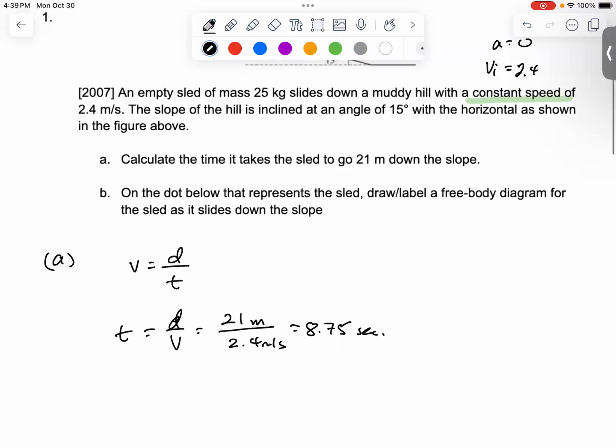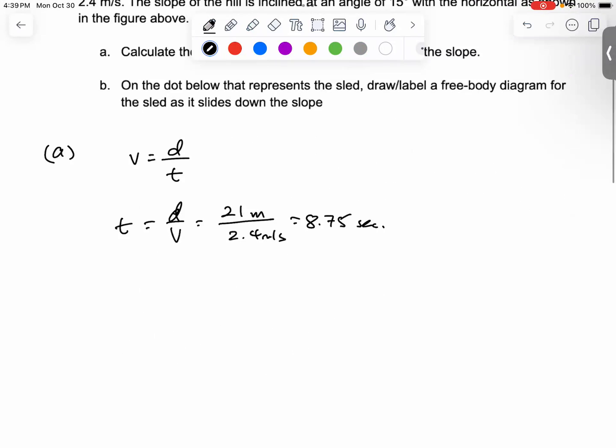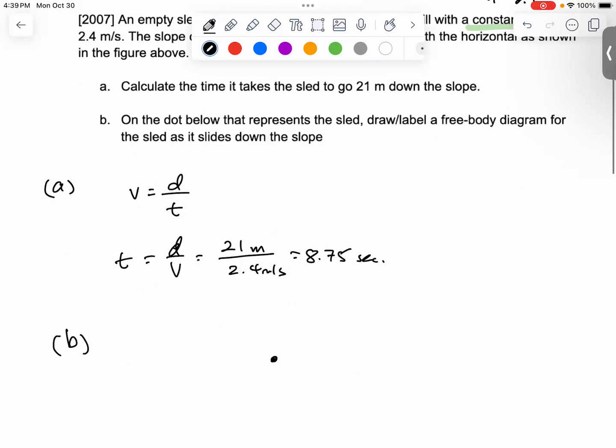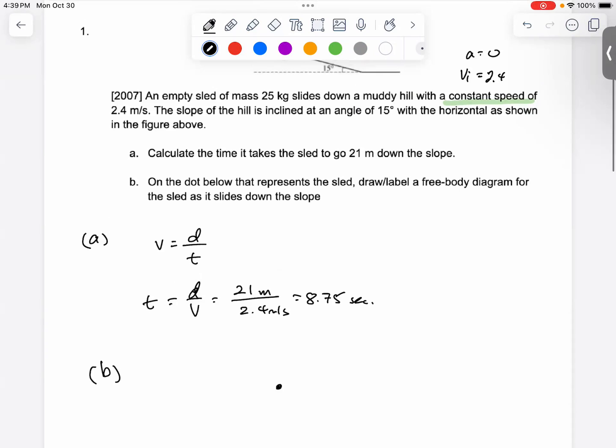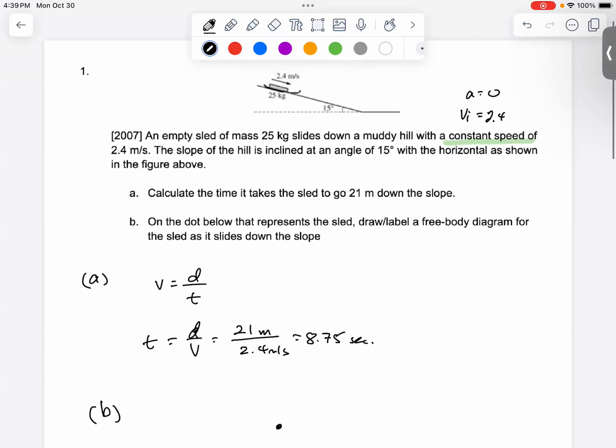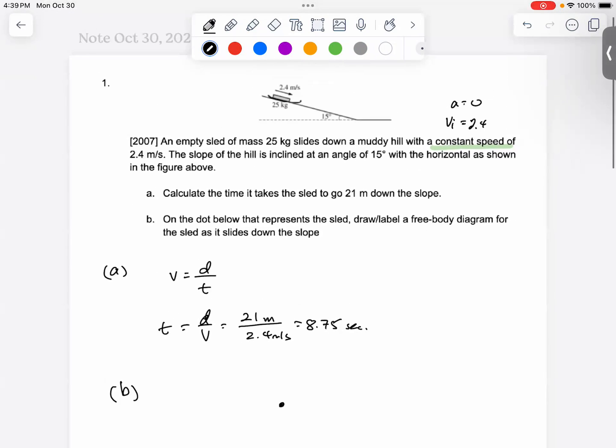All right, now, there's no dot on your paper. So on your paper, to the side of it or on a piece of paper, can you go ahead and draw a dot for part B? And on the dot, can you draw and label a free body diagram for the sled as it slides down the slope? How many forces would there be, and what are the directions of the forces?